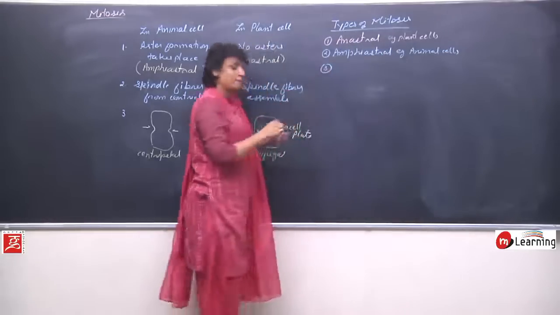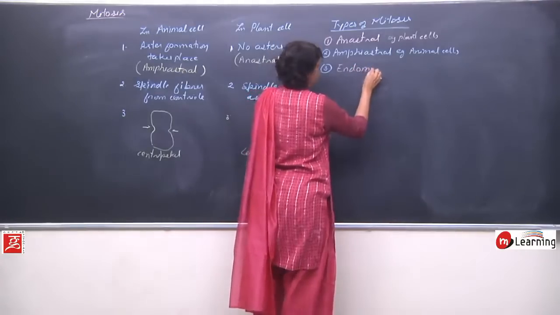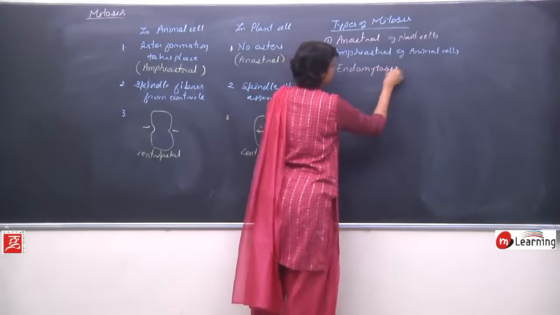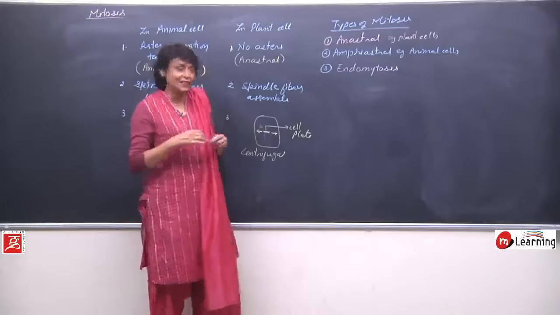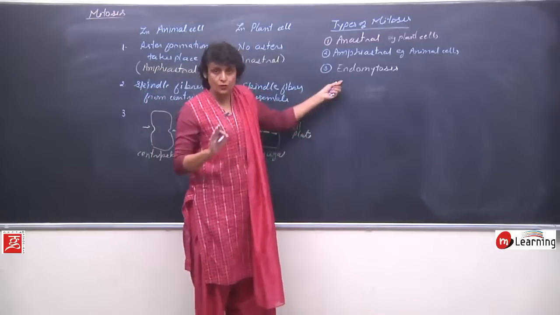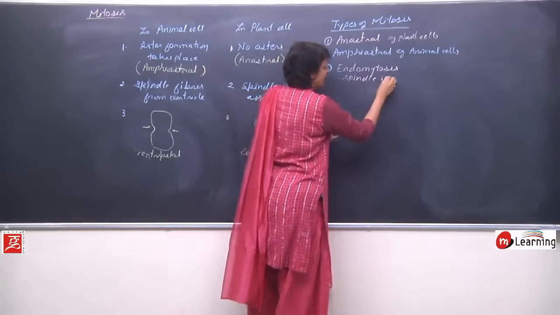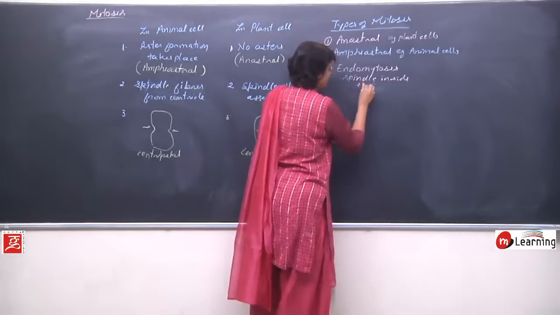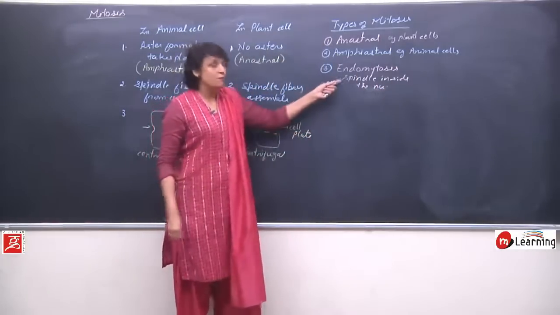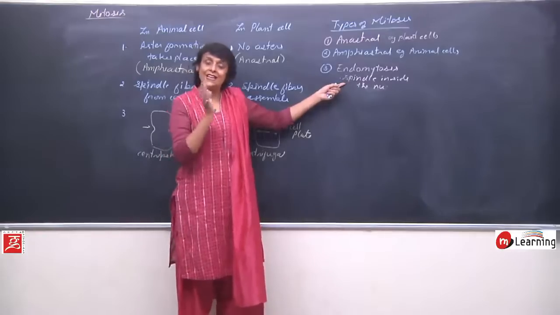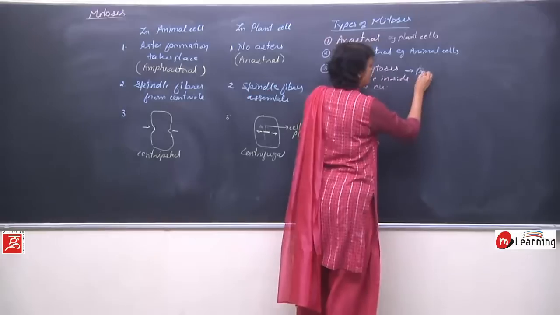Third type of mitosis is known as endomitosis. In endomitosis, the spindle fibers appear inside the nucleus. So nuclear membrane is not lost. Here spindle is inside the nucleus, and because the spindle fibers are inside, many a times these DNA which have replicated don't separate. So this results into polyploidy.